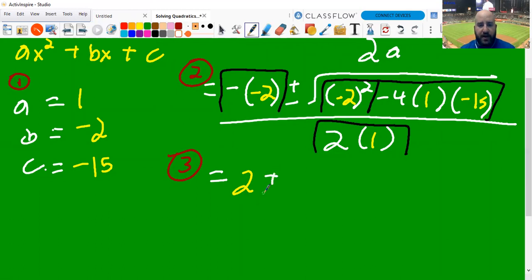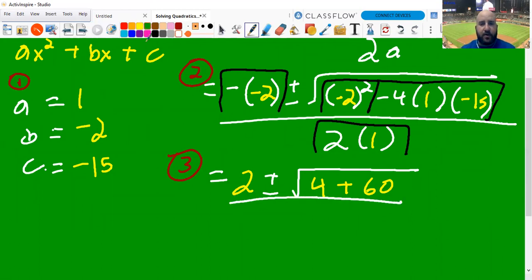So plus or minus square root. Negative 2 squared is 4. Negative 4 times 1 times negative 15 is 60. And then divided by 2 times 1, which is 2. So there's step 3. I did each of those parts separately.